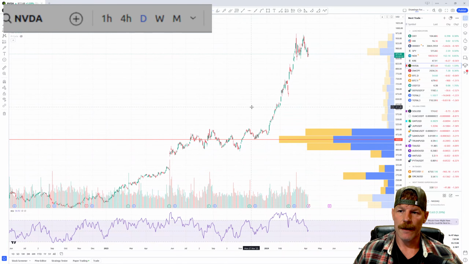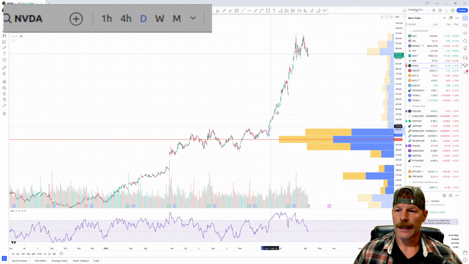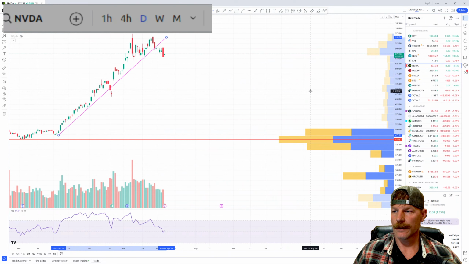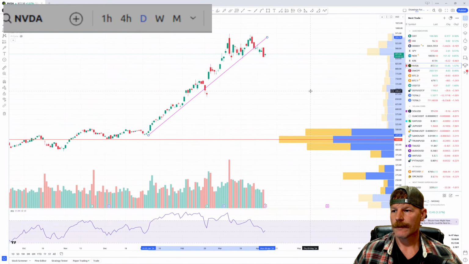And of course, Nvidia is a big part of this. Now I want to draw something out here that I'm seeing immediately, and that is this ascending trend line. Now we broke it once, but that was a head fake, and then the bulls continued. We most definitely have broken it with confirmation. I'm going to zoom in here a little bit so you can see that.